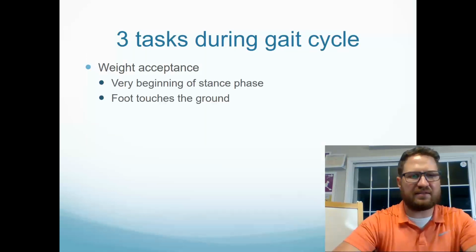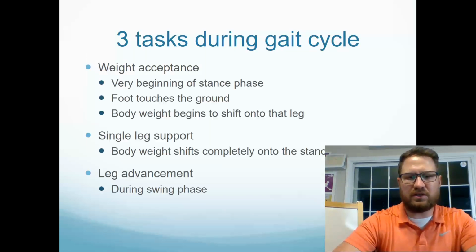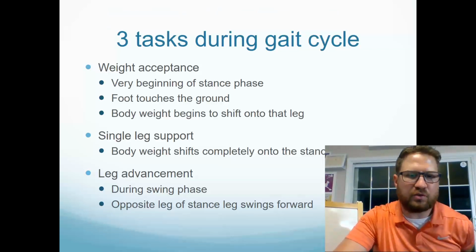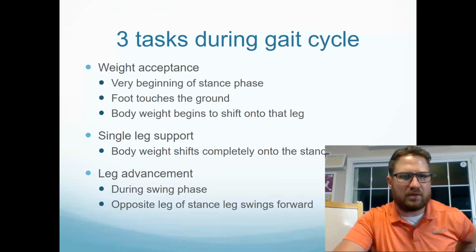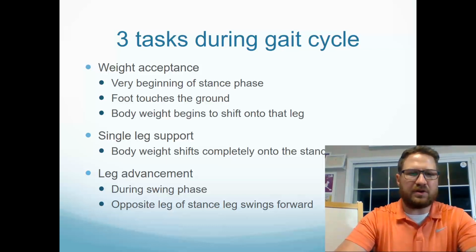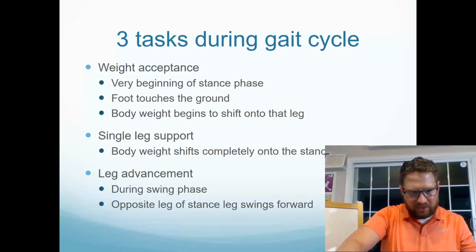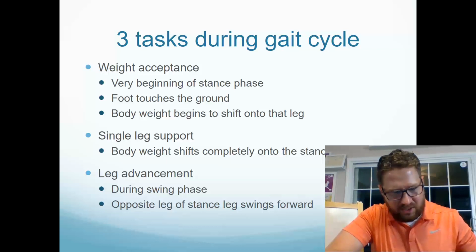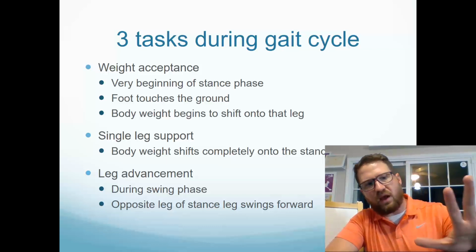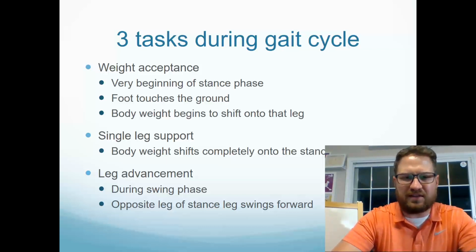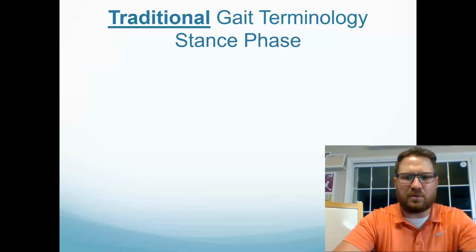All right, so 3 tasks. We need to get weight on the foot. We need to stabilize that single leg support, and then we need to be able to advance the swing leg forward. So weight acceptance, that's when the foot initial contacts the ground. That's when you're in double limb support and you need to get your weight over onto one side, stabilized, so that then we can move the other leg forward. Single leg support is where the body weight shifts completely onto the stance leg, and then that leg advancement is during swing phase where the opposite leg of the stance leg swings forward.